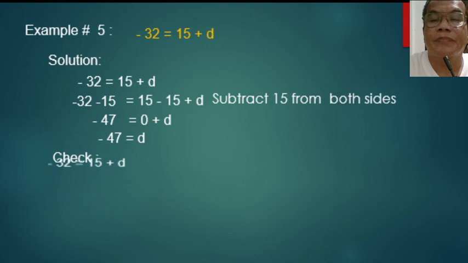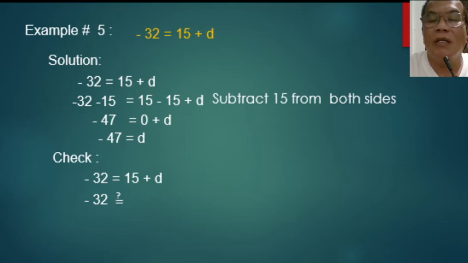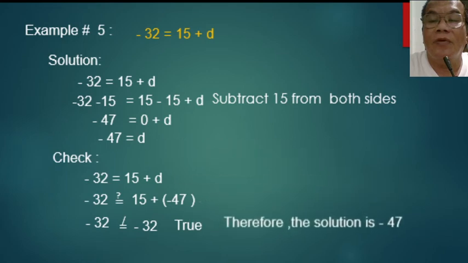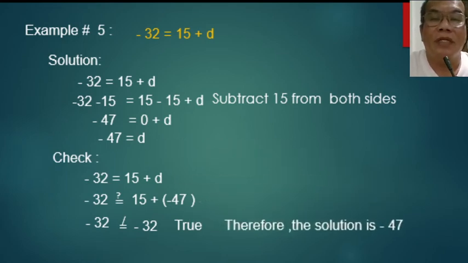And to check, negative 32 is equal to positive 15 plus d. Substitute the value of d. Negative 32 equals, and we write a question mark to ask if it is equal, 15 plus negative 47. So positive and negative, since negative 47 is bigger, we take its sign. So that is negative 32 is equal to negative 32. So check. So the equation is correct. So therefore the solution is negative 47.